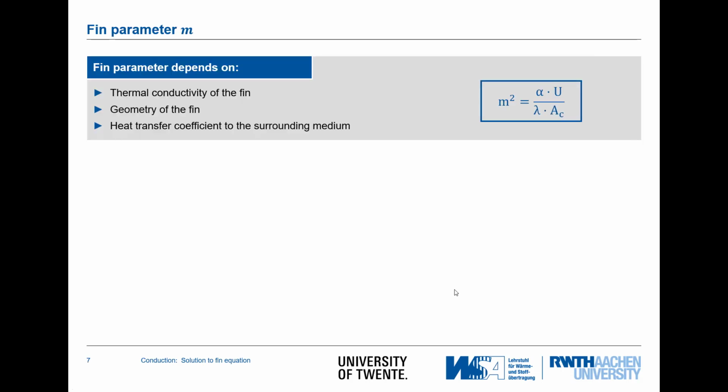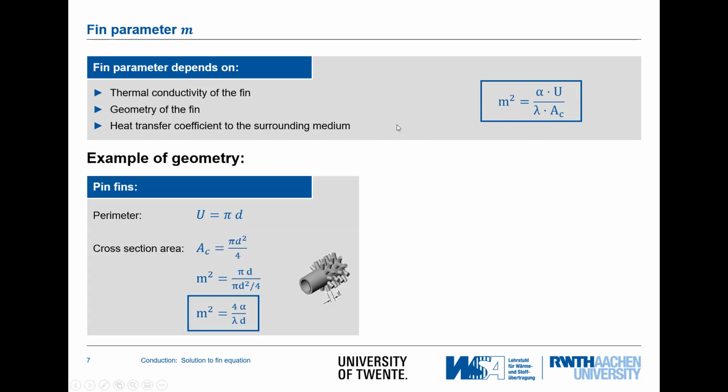What does the fin parameter tell us, or how can we determine it? So let's look at the fin parameter. What is it determined by? Of course, the thermal conductivity of the fin, as we have said before, two geometric parameters, and the heat transfer coefficient to the surrounding medium. If we look now at two exemplary fins, for instance a pin fin, the perimeter of this pin fin is the perimeter of a circle, so it's pi d, and the cross-sectional area of the circle is pi d squared divided by 4, so we can easily calculate the fin parameter: m squared is equal to 4 alpha divided by lambda times d.